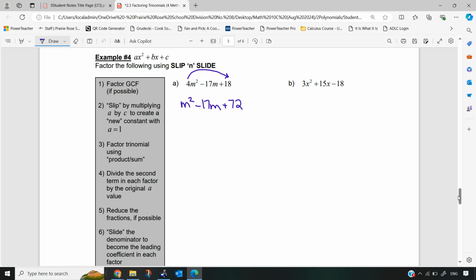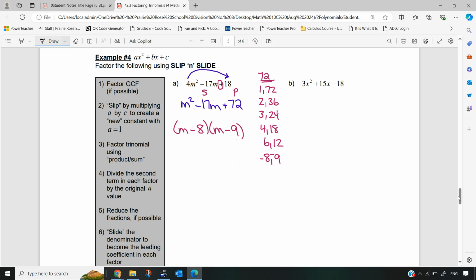Now I've created a trinomial that has a leading coefficient of 1, so I can just factor using product sum. I'm looking for a product of 72 and a sum of negative 17. So I again would start by listing my factor pairs. I'm trying to find two numbers that multiply to be 72 and have a sum or difference of negative 17. Notice that I have a positive product, so I want the same sign, and I want a negative sum. So those are going to be 8 and 9, so negative 8 and negative 9. So I write my factors, m minus 8 and m minus 9.